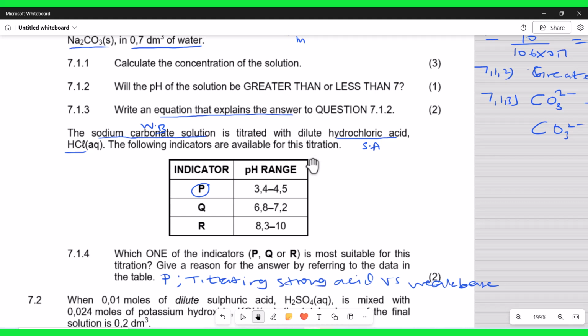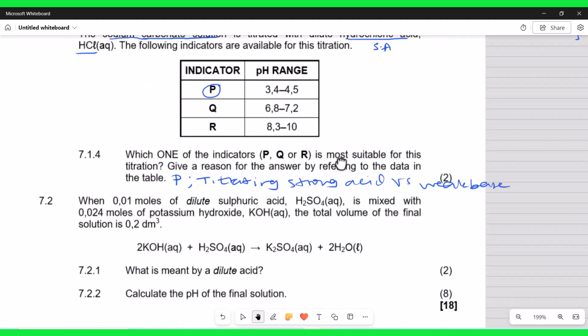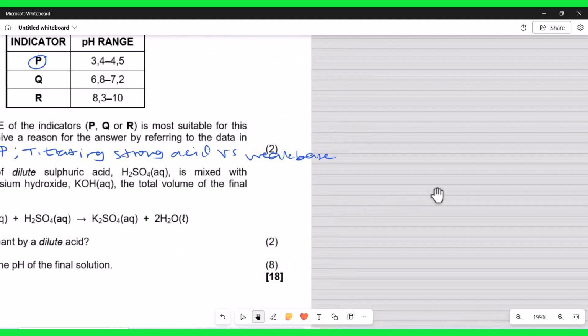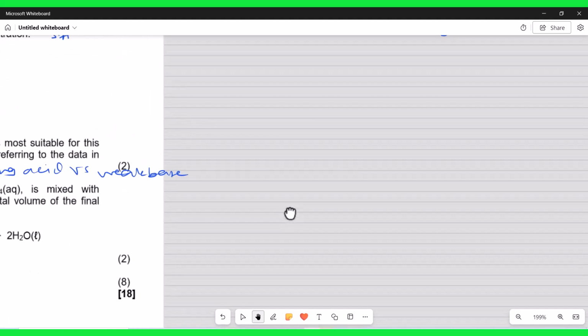Okay, next question. They said that when 0,01 moles of dilute sulfuric acid is mixed with 0,024 moles of potassium hydroxide, the total volume of the final solution is 0,2 decimeters cubed. Here, they ask what is meant by a dilute acid. 7.2.1. What's a dilute acid?